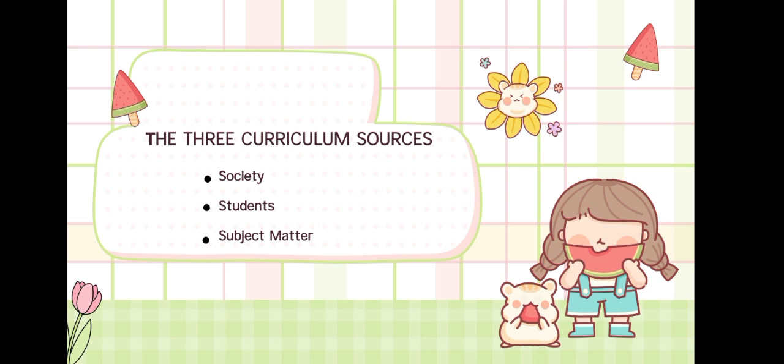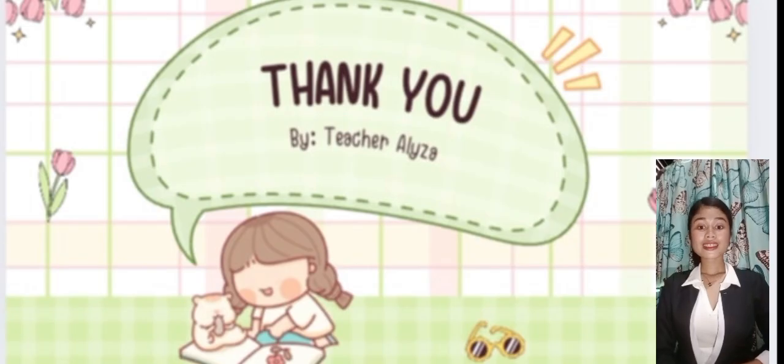Aside from these four questions, Tyler also identified three curriculum sources: society, students, and subject matter. Accordingly, curriculum workers need to study these sources carefully in order to develop a curriculum. Tyler also pointed out the importance of the philosophy of education and the psychology of learning in shaping the objectives that are included in the curriculum. That is the end of my presentation.